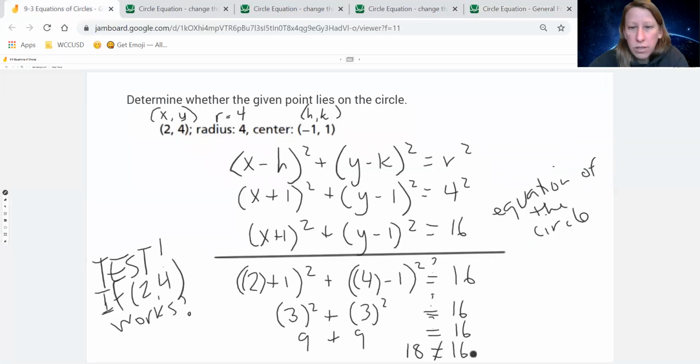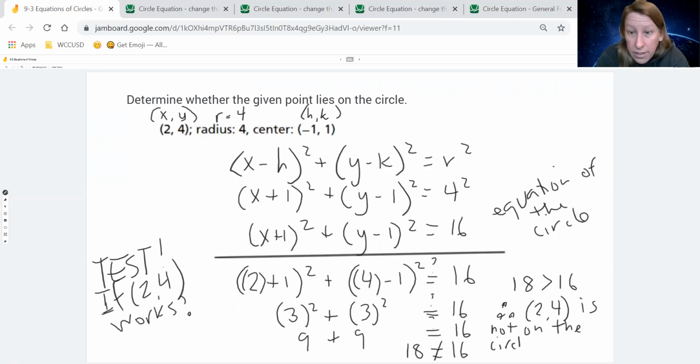So if you use these numbers, 18 and 16, how would you know if it's outside or inside? Well, 18 is greater than 16. If it was exactly 16, it would be exactly on the circle, but it's further from the center. So therefore, this is how you say therefore in a math class. Therefore, 2, 4 is not on the circle. It is outside the circle.